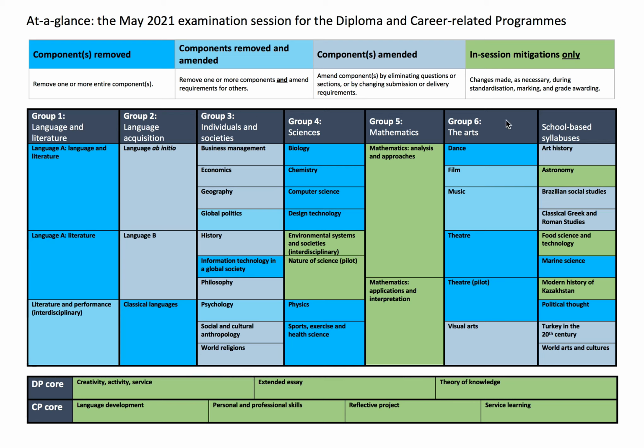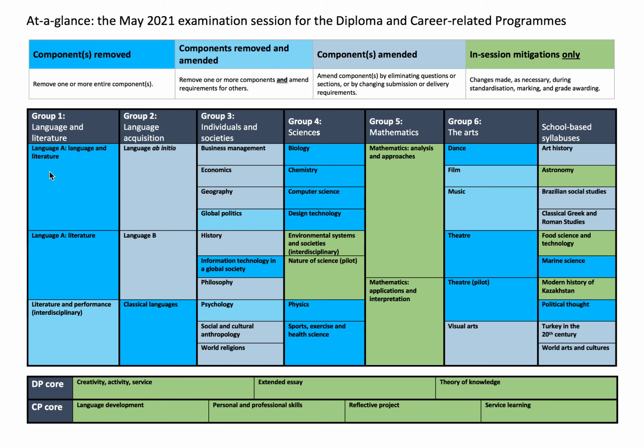From Group 1 to Group 6, you can see that around 50% have components removed. Around 30% have components only amended with nothing removed, and then a small minor proportion, around 10-20%, would be components removed and amended.